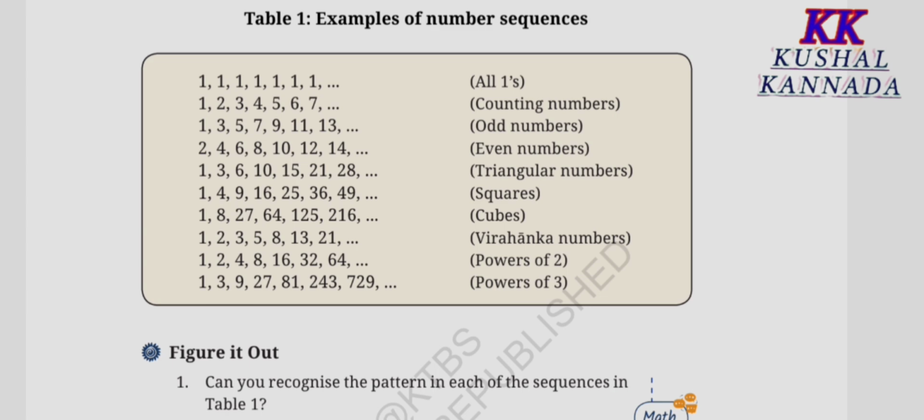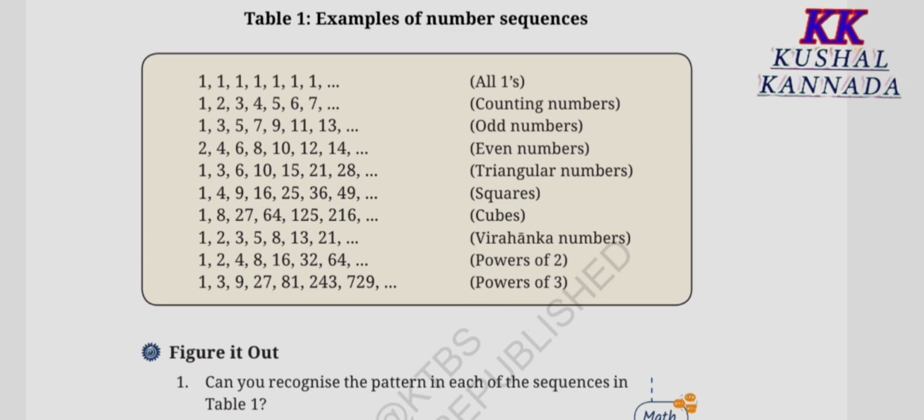Okay. Next, powers of 2. In the sequence, the next term is the double of the previous term, as 1 into 2 is equal to 2, 2 into 2 is equal to 4, 4 into 2 is equal to 8, 8 into 2 is equal to 16, 16 into 2 is equal to 32.